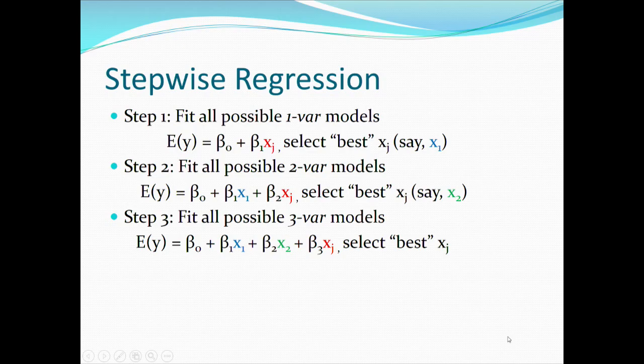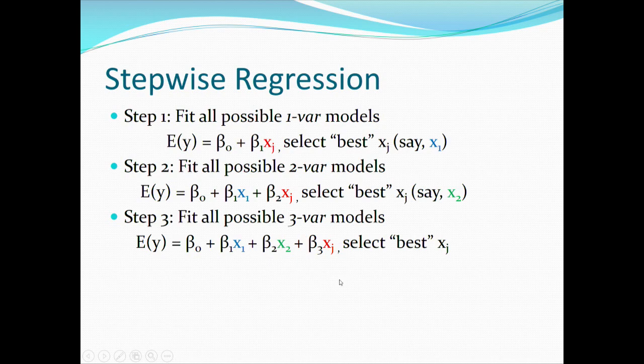Now you go to step 3. Now you're fitting all possible 3 variable models. And look, the first 2 X's came in from the first 2 steps. We alternate the third X as many times as possible, and then we pick the one that is best based on the largest t. Anyway, it keeps going in this pattern. Okay, step 4, so on.